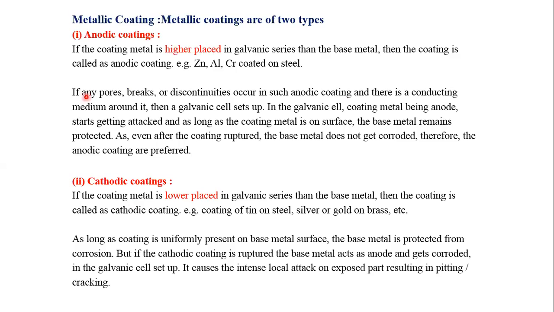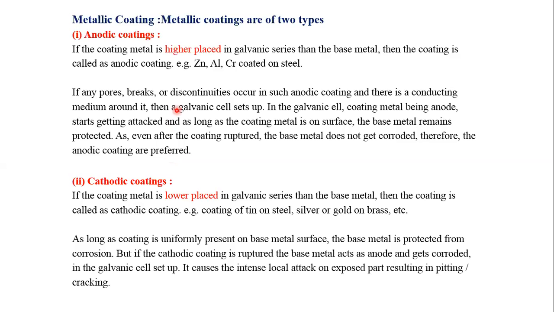If any pores, breaks or discontinuities occur in such an anodic coating and the surrounding has a conducting medium, then a galvanic cell will be set up. In this galvanic cell, the coating metal acts as the anode because it is placed higher in the series, and it starts getting attacked. It starts undergoing the corrosion process, protecting the base metal. Even after the coating is ruptured, the base metal does not corrode.